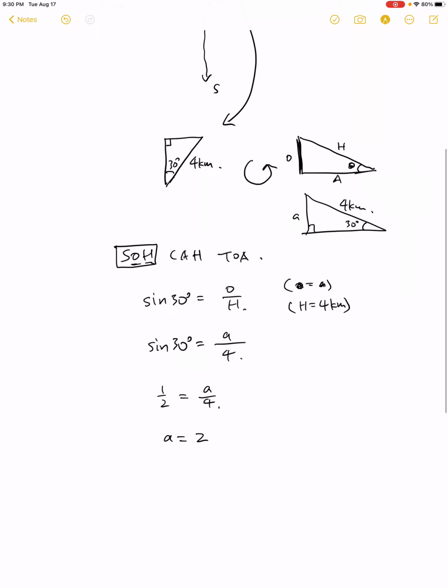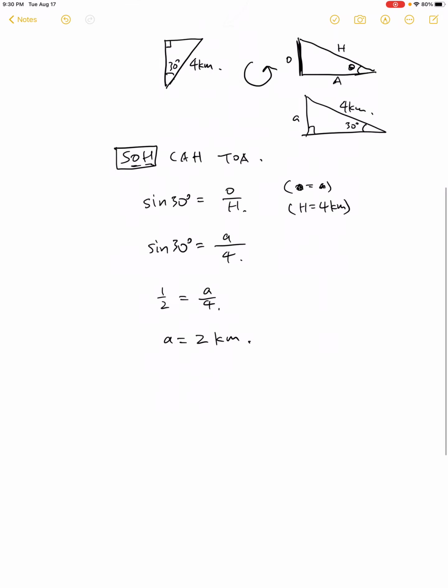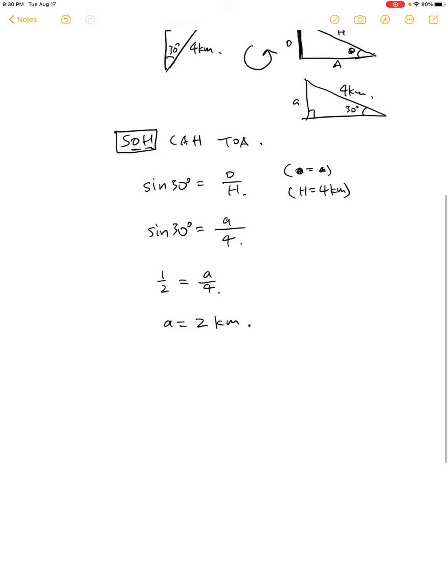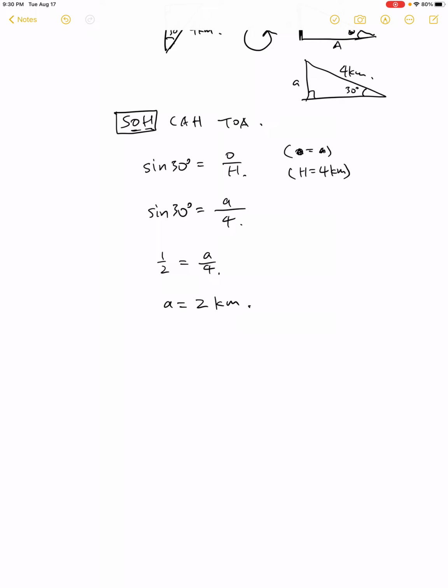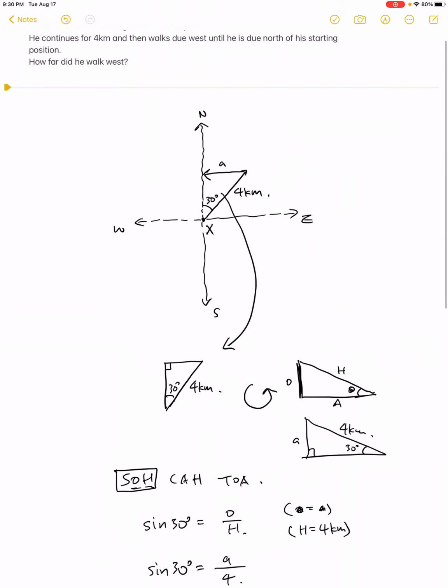A is 2 kilometers. If you were unsure why A is 2 kilometers, which is perfectly fine because our algebra tends to get quite rusty at times, we can have a private chat about it. But if not, that's what it is. So we know that A is 2 kilometers. So that's our answer.